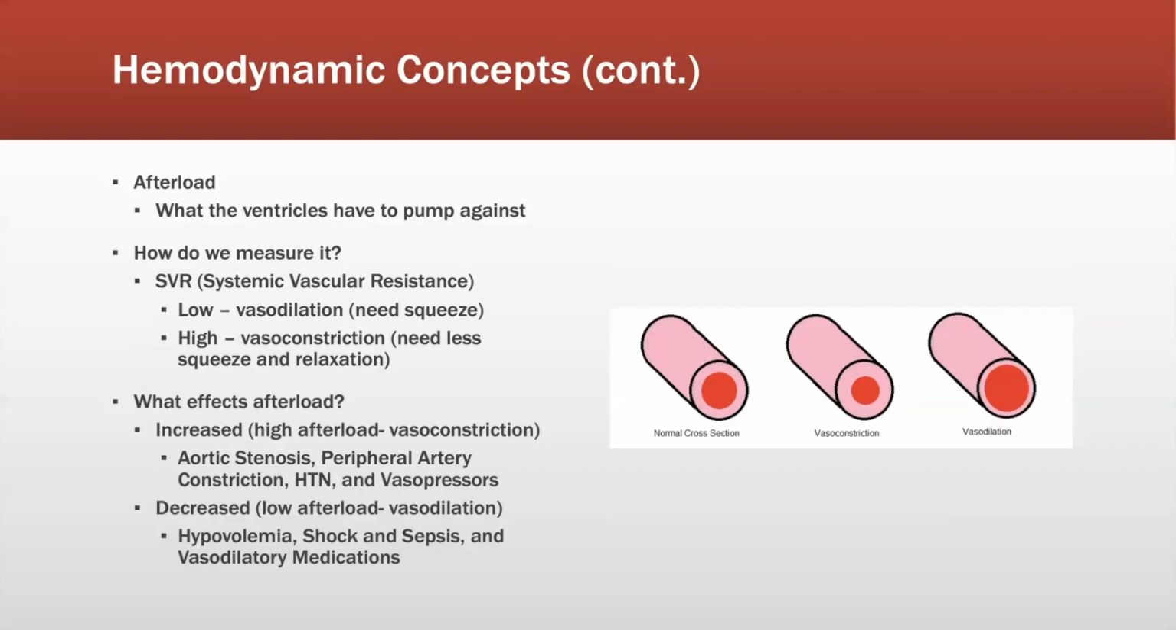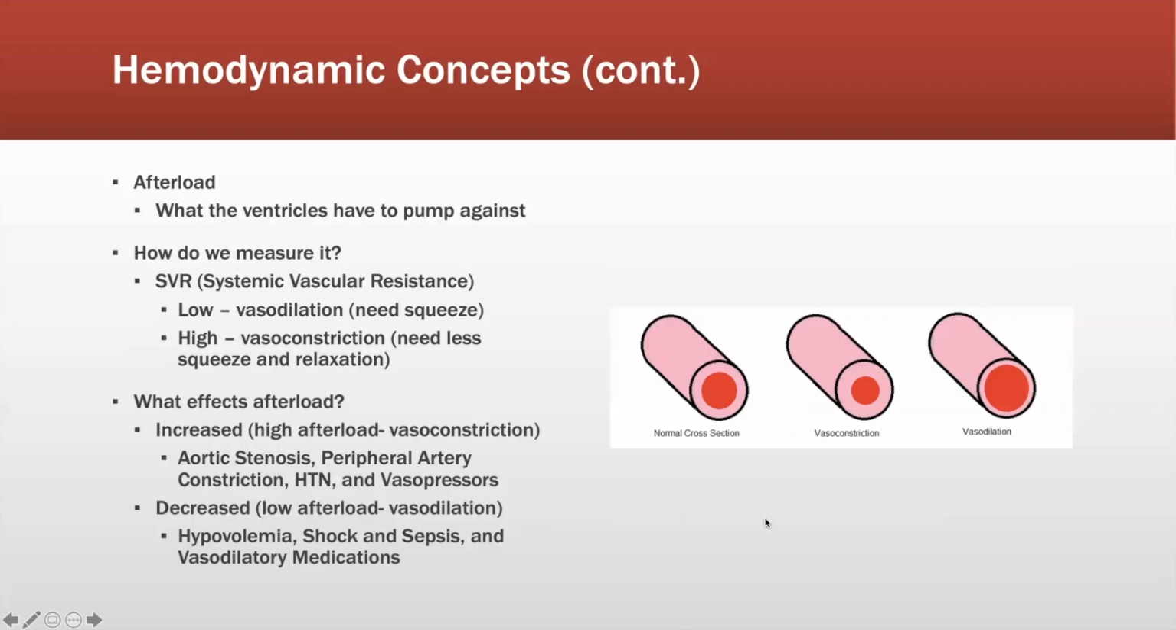If SVR is 400 or 500, right? This is low SVR. So this means you need squeeze on your vessels to make it more normal, right? So we need squeeze on this to make it look like this, and therefore our pressures will come up. Now, if we need the opposite, if our veins are too constricted, then we need to open them up a little bit so then they look normal again.